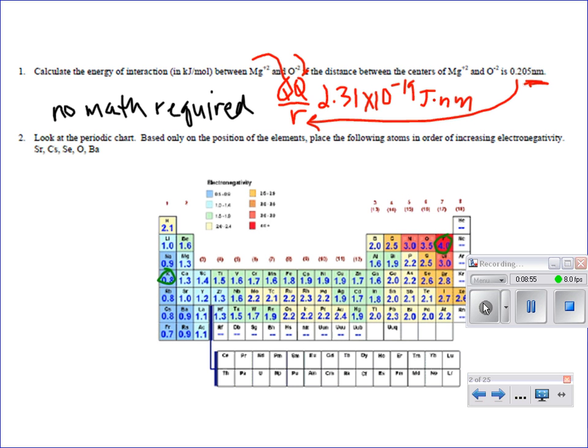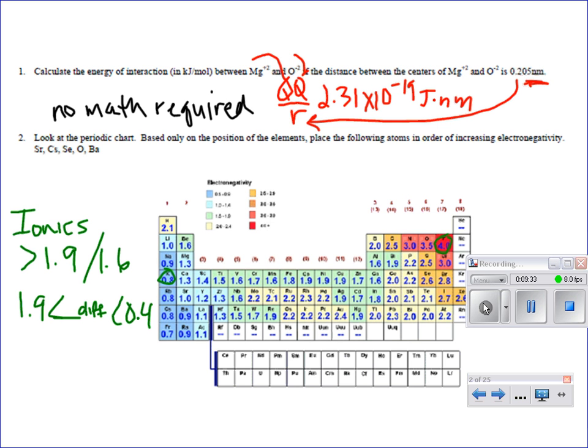So what can you tell me about the bond type? It's going to be ionic or really polar or something like that because of the difference in the electrons. We know it's ionic because metals and nonmetals form ionic compounds. I will tell you numerically what is common. Ionics, and again, every textbook is different, usually it's greater than 1.9. I've also seen some textbooks say 1.6. If your electronegativity difference is bigger than that, you have an ionic compound. If it's between 1.6 or 1.9 and about 0.4, it's usually polar covalent.